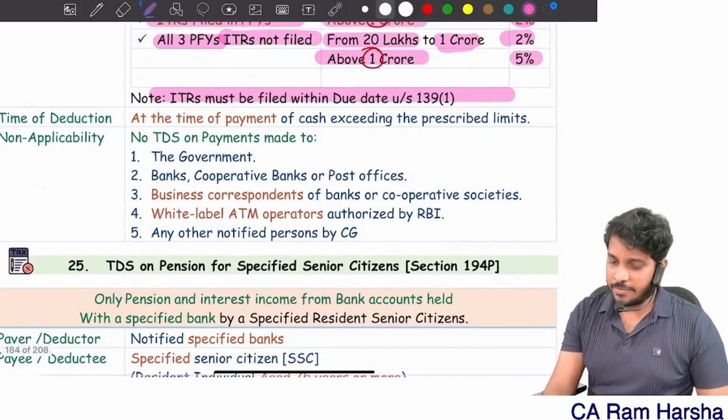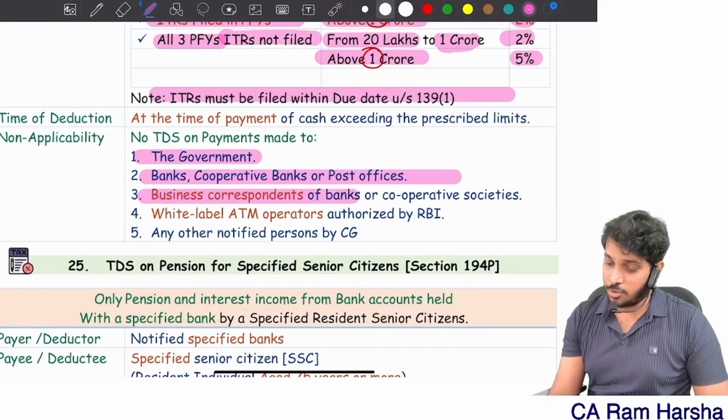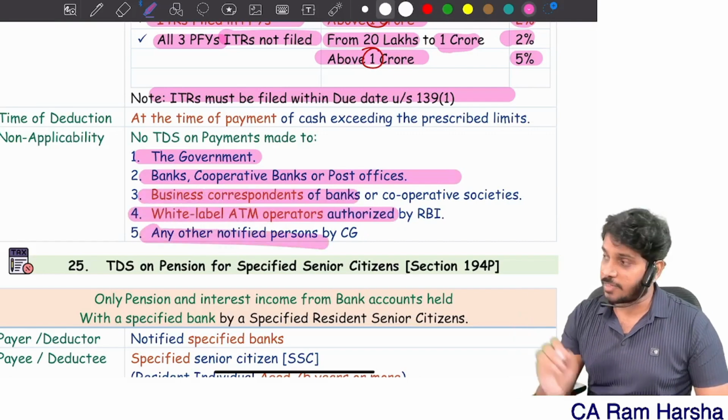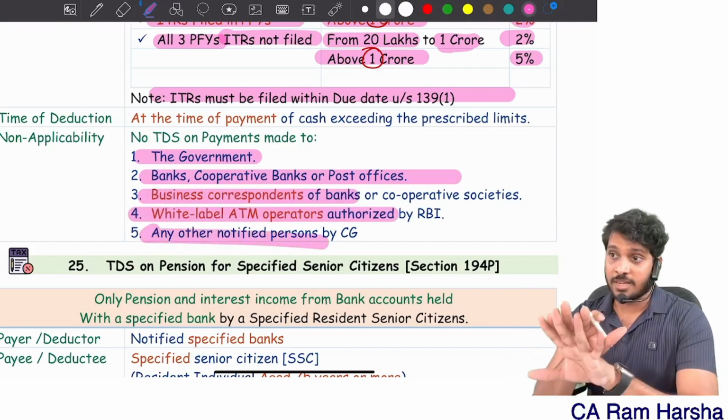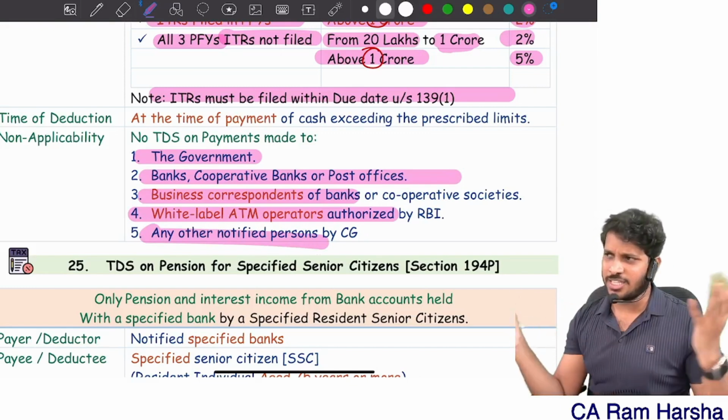Next, by the way, if the amount is withdrawn by the government, by banks, by business correspondents of the bank, by ATM operators, or by notified persons, for them no TDS will be applicable under 194N. Yes or no? Easy or not?